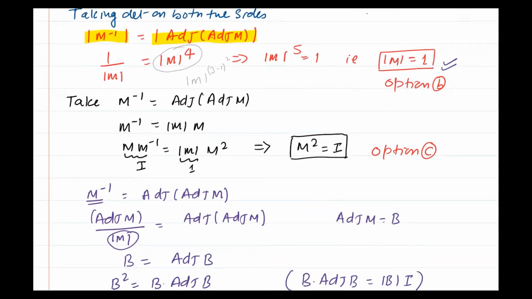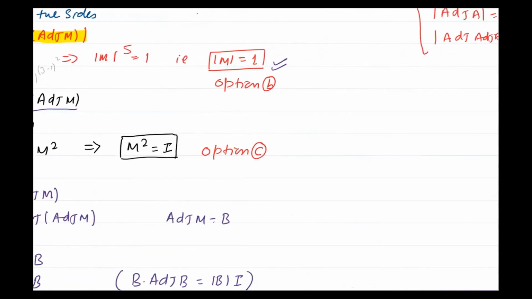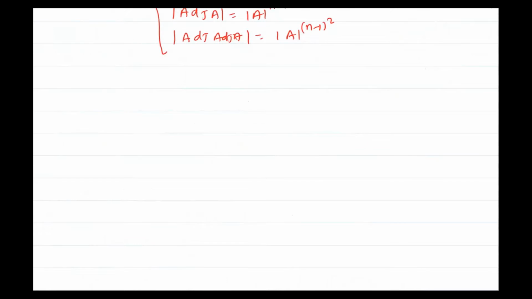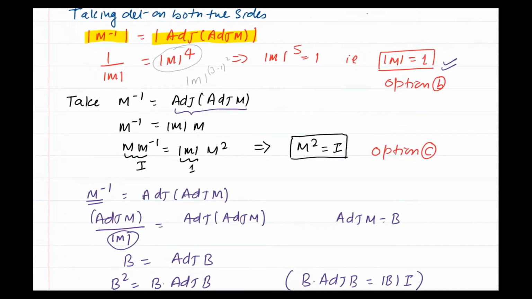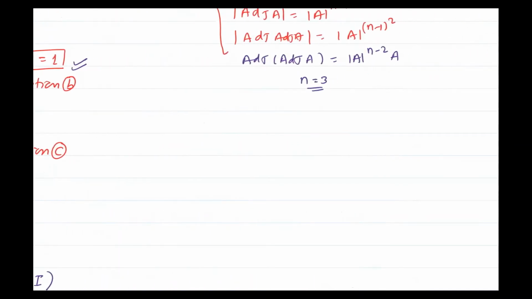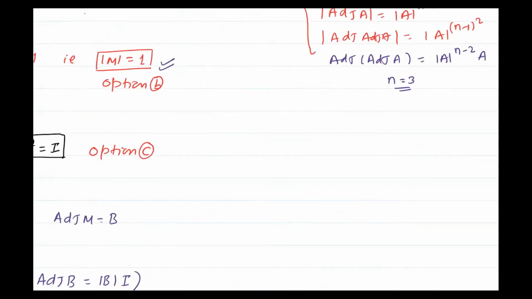we get adjoint of m equal to determinant of m into m. What is this? We have to use one more formula, and the formula is adjoint of a equal to determinant of a whole power n minus 2 multiplied by a, and here n equal to 3. So the order of matrix is given 3. So if we put n equal to 3, we get 3 minus 2.